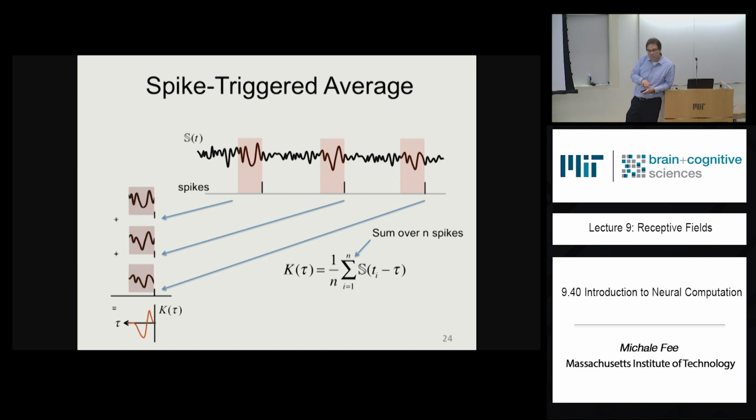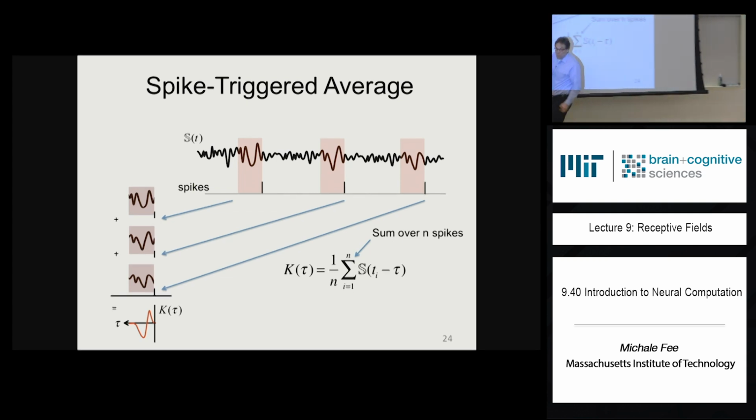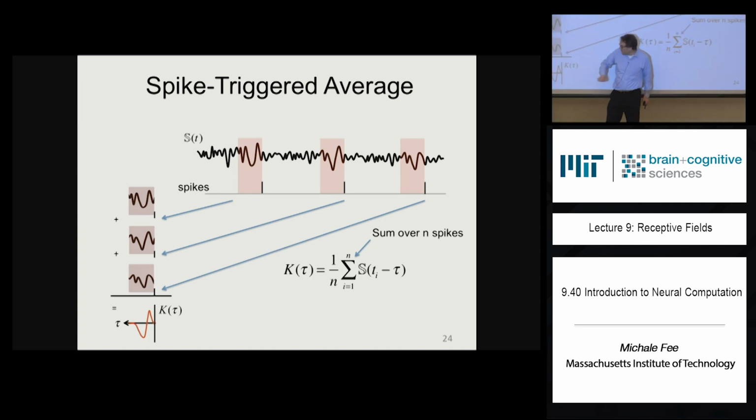Yes? You say that the stimulus varies slower than tau? Well, tau is just the variable that describes the temporal receptive field. But I think what you're saying is that the stimulus varies more slowly than the temporal structure in the receptive field, in the temporal receptive field. That's right. Tau is just this variable that we define the receptive field on.